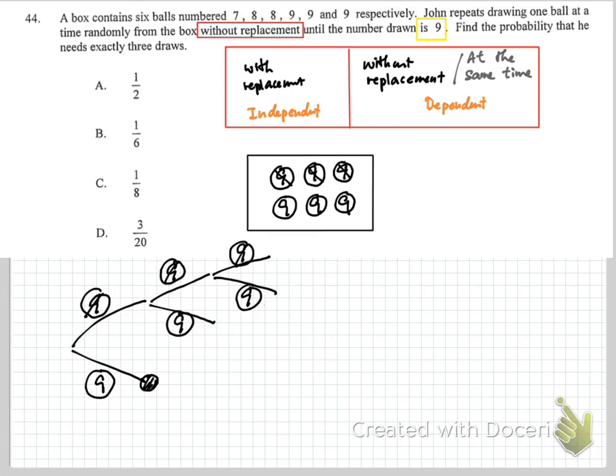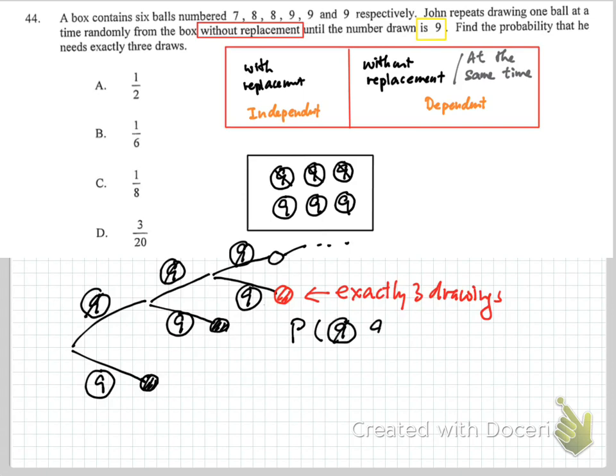So in order to have exactly 3 draws, the thing will be here. This is where you have exactly 3 draws. The game carries on from this branch, and so on, but the game will stop when you draw the 9 here or when you draw the 9 here. So in other words, this red event is what we want. The first one is not a 9, the second one is not a 9, but the third one is a 9.